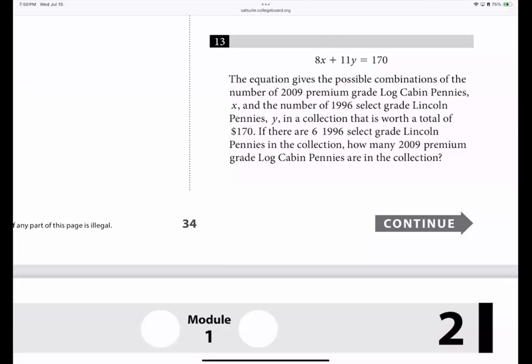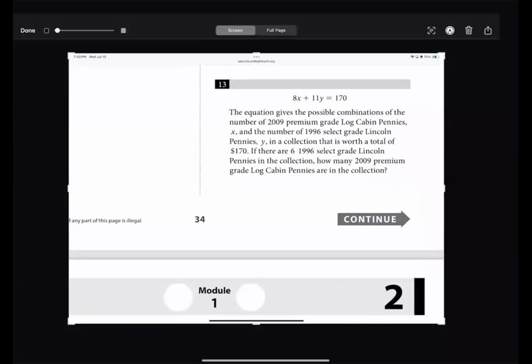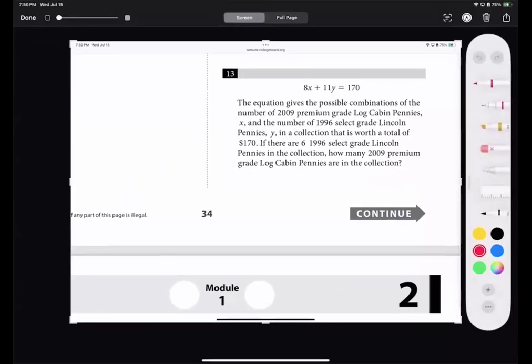Okay. So the equation gives the possible combinations of the number of 2009 premium grade log cabin pennies, so cabin pennies is X, and the number of 1996 select grade Lincoln pennies is Y, in a collection that is worth a total of 170. If there are 6 Lincoln pennies, so the Y is 6.